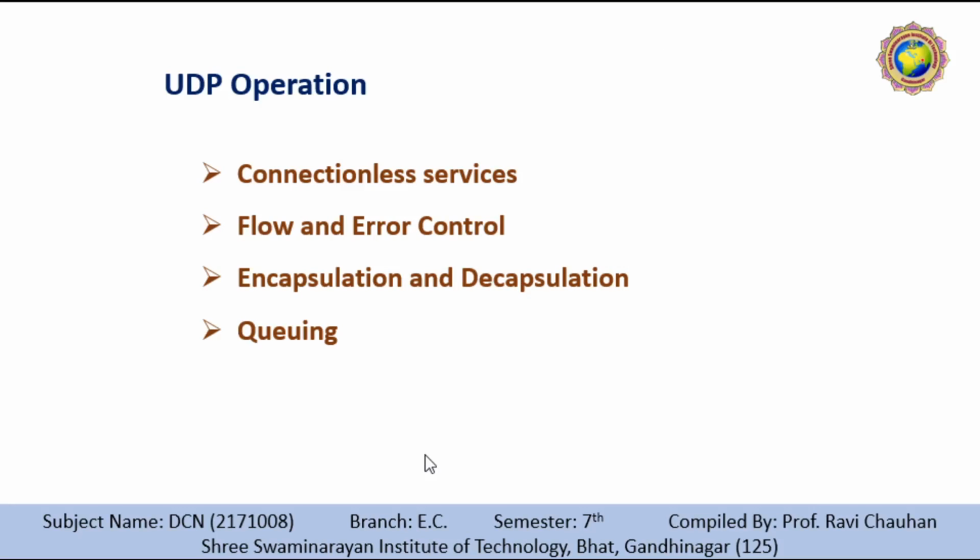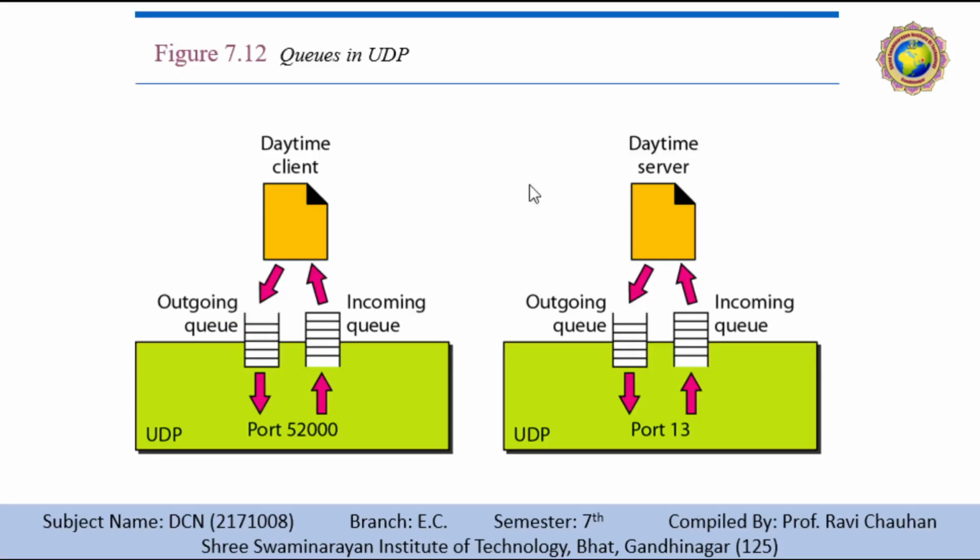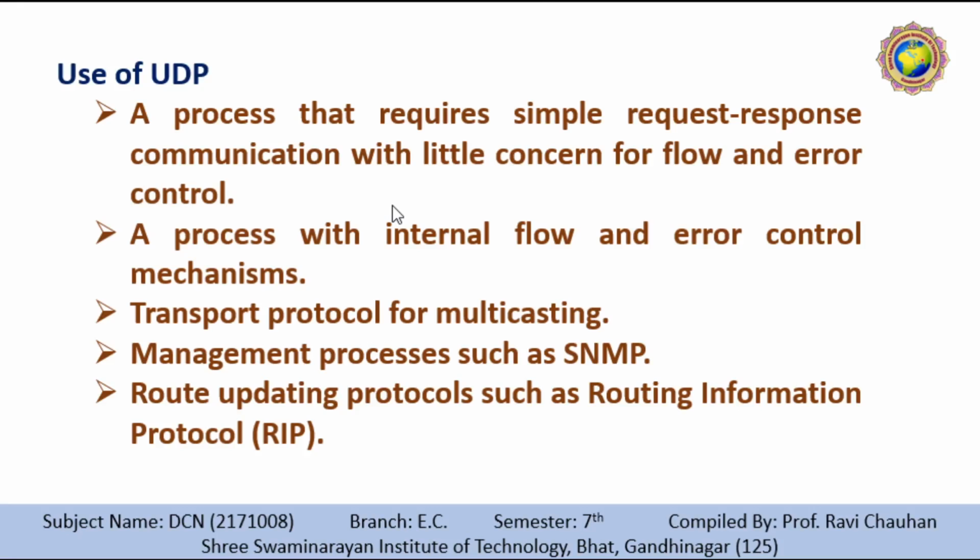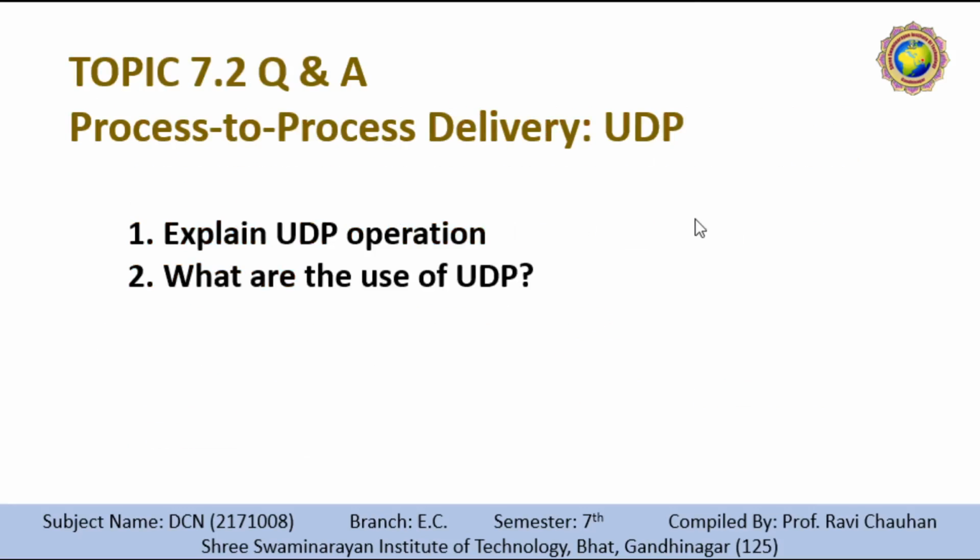UDP operation was discussed with the help of various stages: connectionless service, flow and error control, encapsulation, decapsulation, and queuing. We have seen queues in two scenarios, client side and server side. At last, we have seen the uses of UDP in various processes. Fine. So here are questions for you. Write them in your notebook.